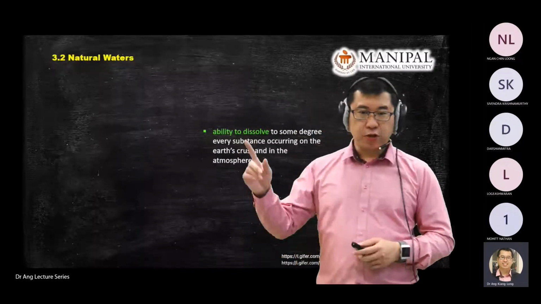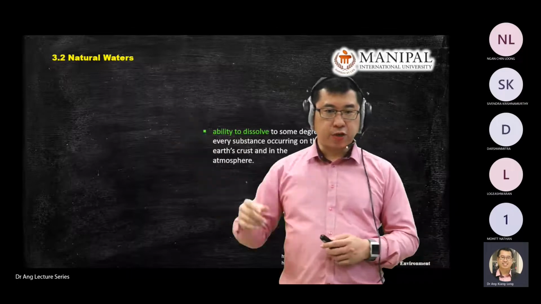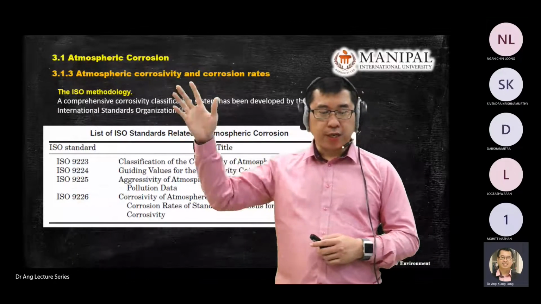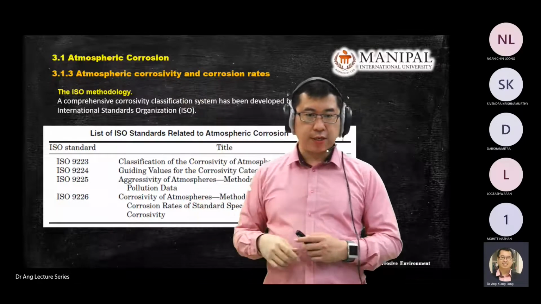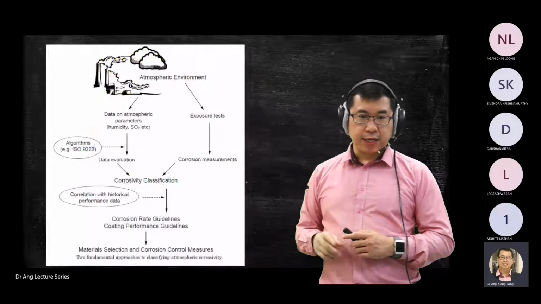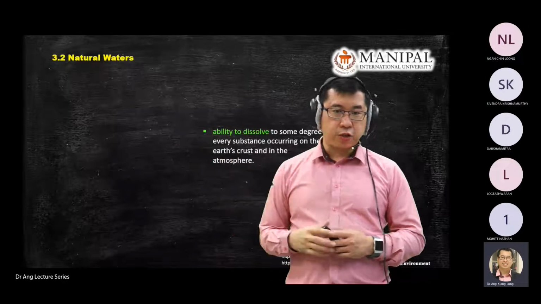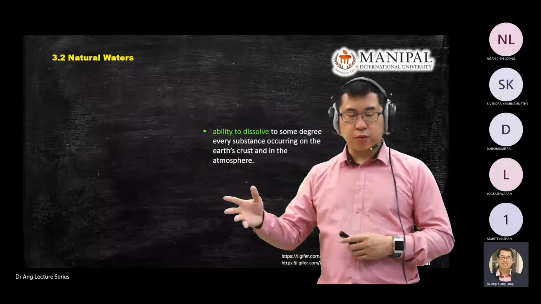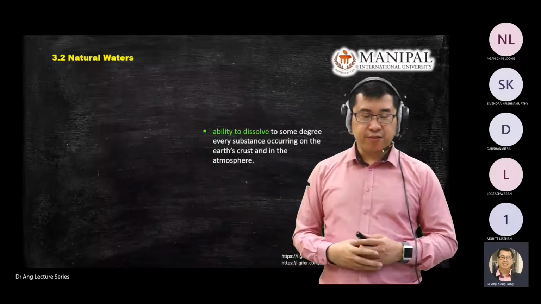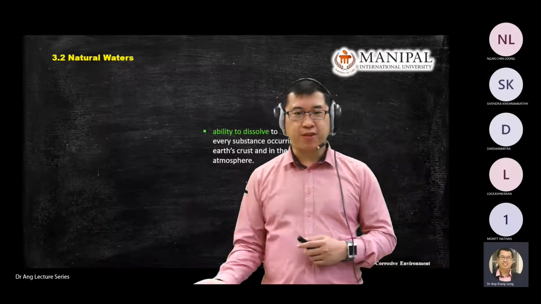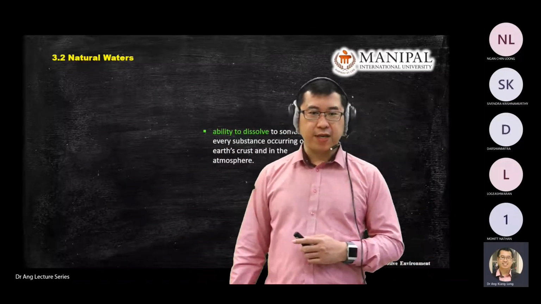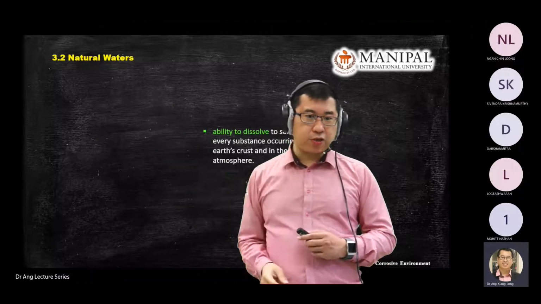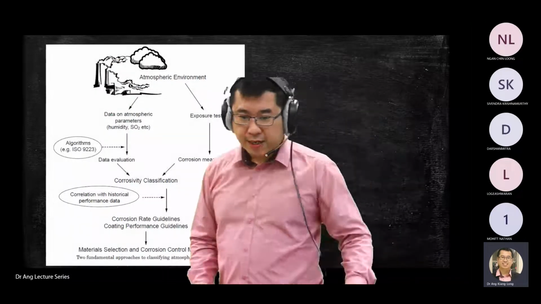We will look at natural water. Right. We have concluded the atmospheric corrosion already. Next, we will look at natural water. Then after natural water, we look at seawater. After seawater, we look at soil. What happened in the ground? How corrosion happened in the ground. Okay, so next lecture, we look at natural water. Okay, let me stop the recording.